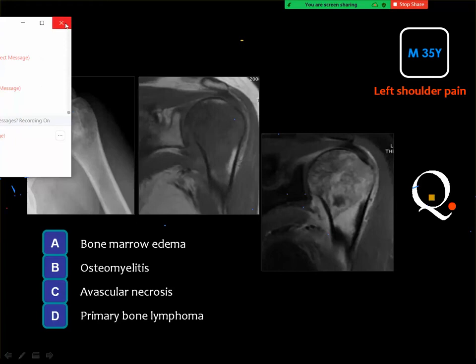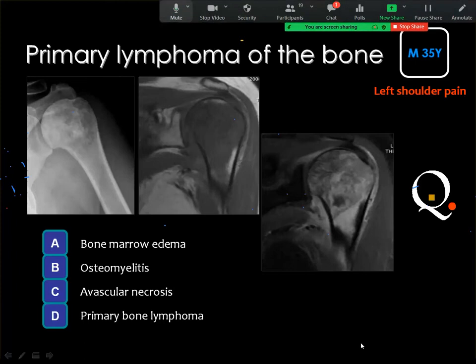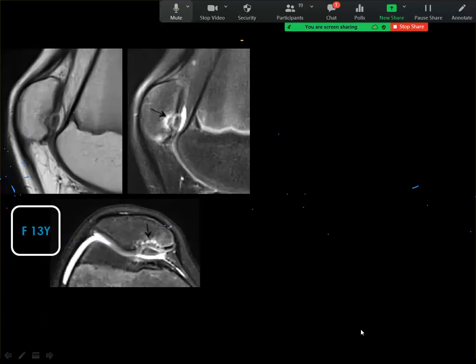Lymphoma, yes, this is right. The answer is lymphoma. You know that an infiltrative bone tumor, especially after epiphyseal closure, without significant extraosseous soft tissue component, and with the presence of some sclerotic texture on the plain X-ray or CT, all these features suggest the possibility of lymphoma. Next case.